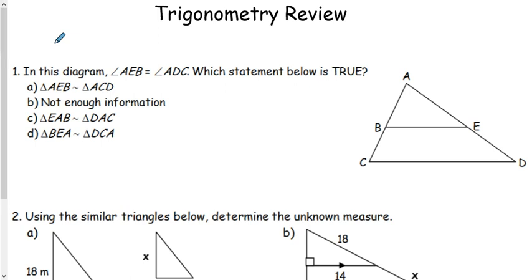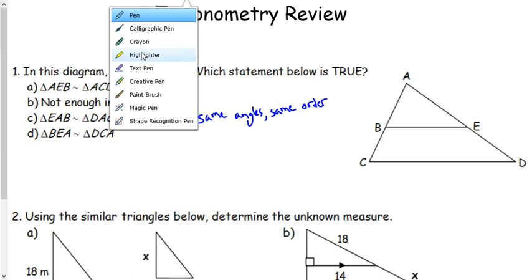With similar triangles, it's really important that we're looking at the order. The order of stuff matters a lot. So we're going to be looking for a situation where we've got the same angles and those angles are in the same order. So take a look and see if you can figure out which of these would be the correct one. Once you try that, I'm going to give you a look here.